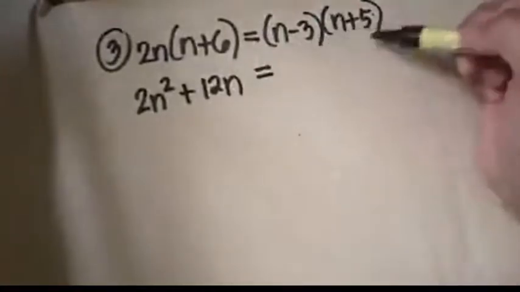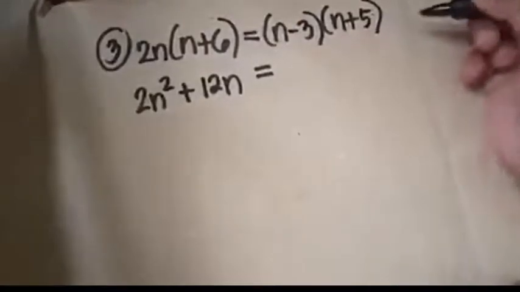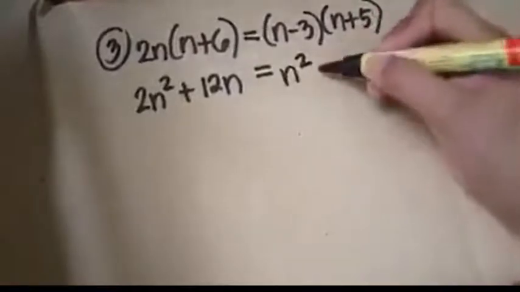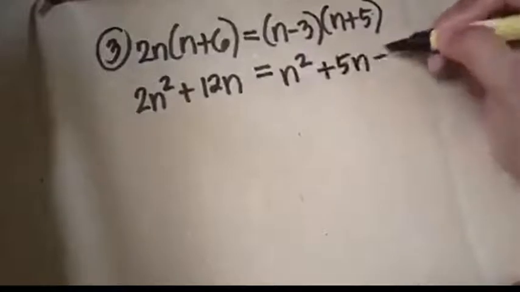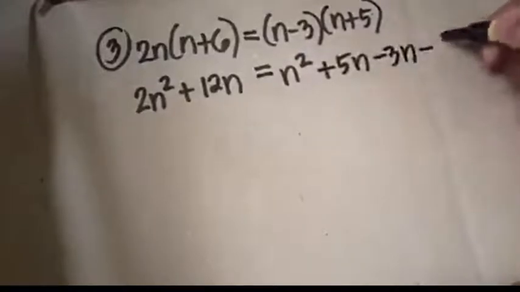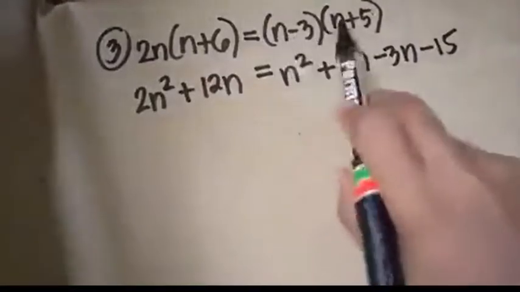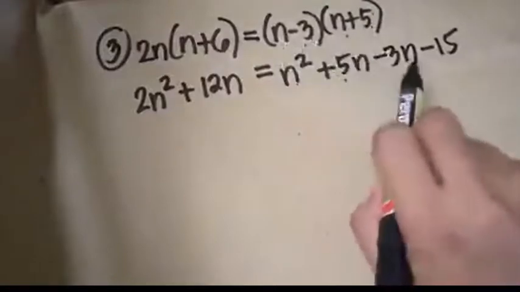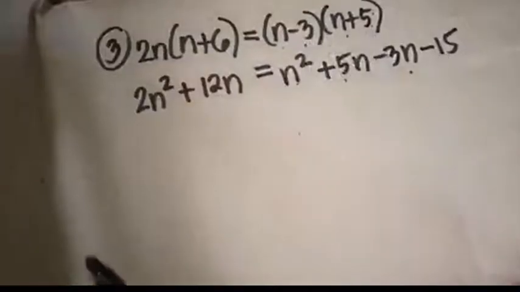So sa right side naman, you have n minus 3 times n plus 5. We can actually make use of the FOIL method. So therefore, you have n squared plus 5n minus 3n minus 15. Okay? N times n is n squared, n times 5 is 5n, negative 3 times n is negative 3n, and negative 3 times 5 is negative 15.